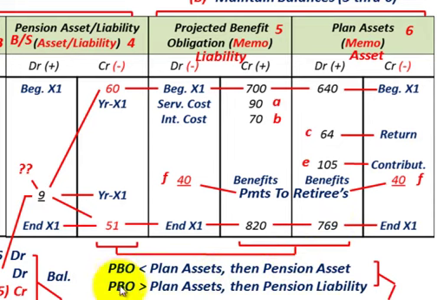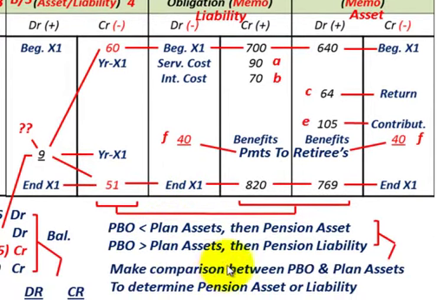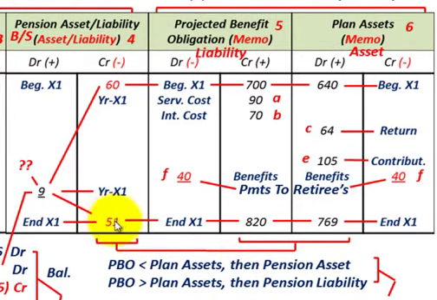So this is the rule we use. If PBO here is greater than the plan assets, then the pension is a liability here. So that balancing amount is going to give us a liability here of $51,000. So you can see here, you can back through this here by doing your assessment here, making your comparison between your PBO or your projected benefit obligation and your plan assets to determine whether you got a pension asset or a liability.